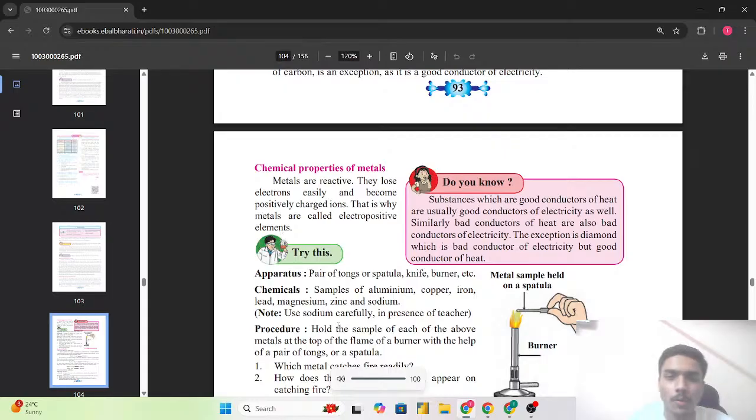Next is the chemical properties of the metals. Metals are reactive. They lose electrons easily and become positively charged ions. That is why metals are called electropositive elements. And as the tendency of metals is to give electrons, due to which they have the positive charge. This concept we have studied in the chemical properties of the metals and non-metals of the elements in chapter 3 only.